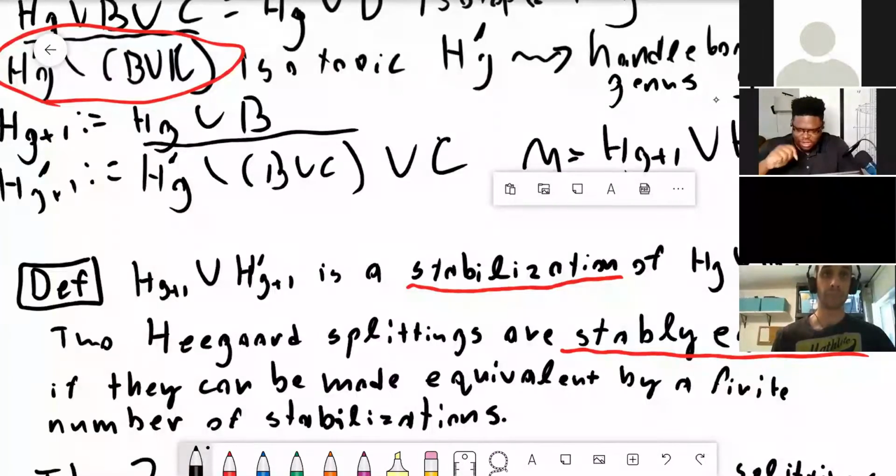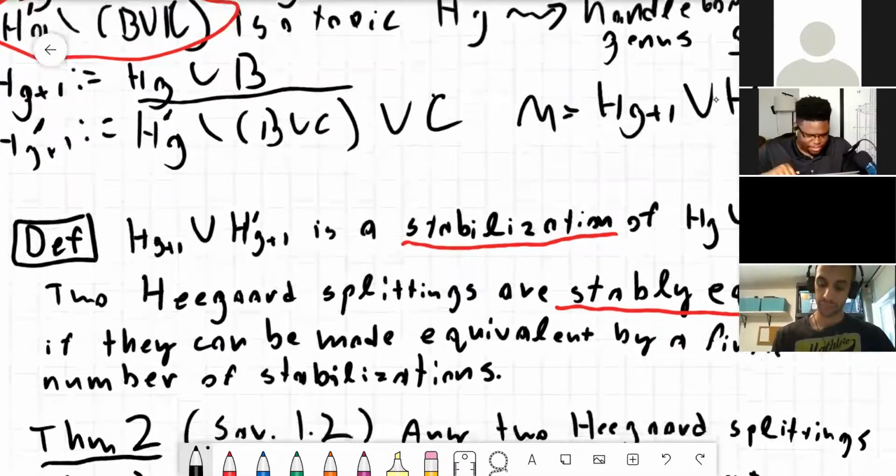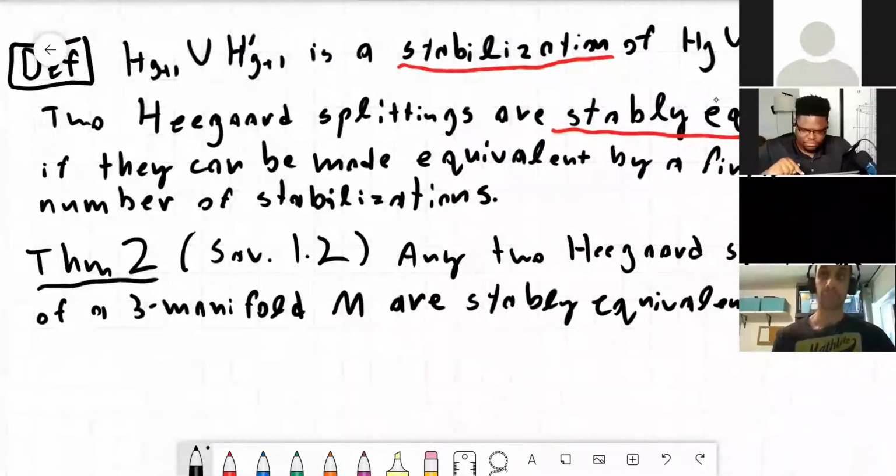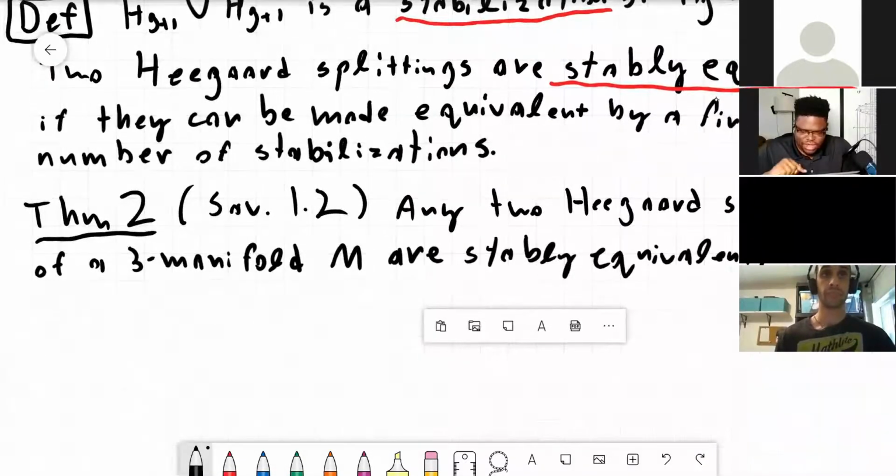All right. So the rest of this talk is going to be focusing on this theorem, which says that any two Heegaard splittings of a 3-manifold M are stably equivalent, right? So given two Heegaard splittings, I can't stabilize one to the other, but I can stabilize each of them some number of times until I get an equivalent Heegaard splitting. That's the idea.